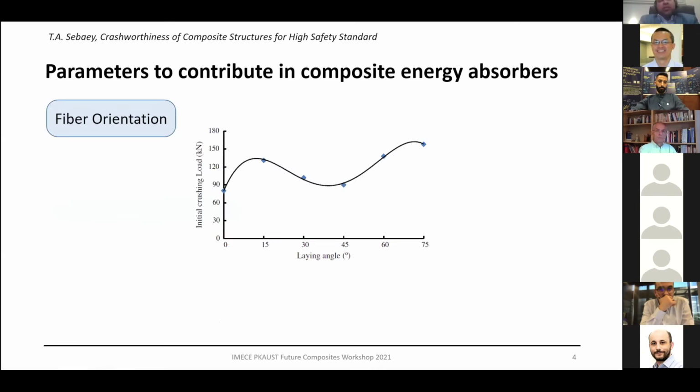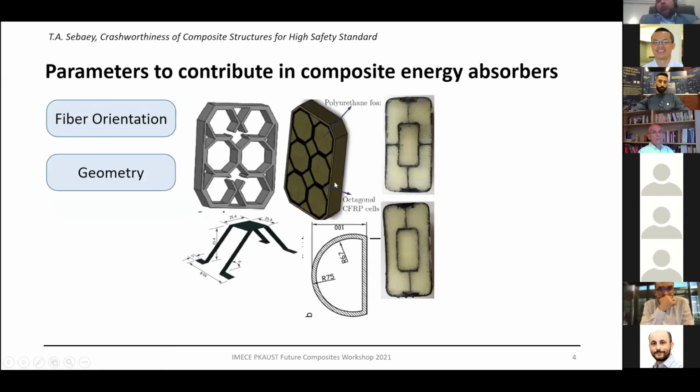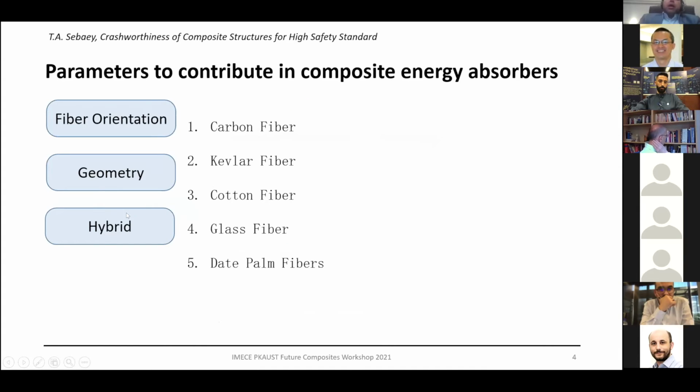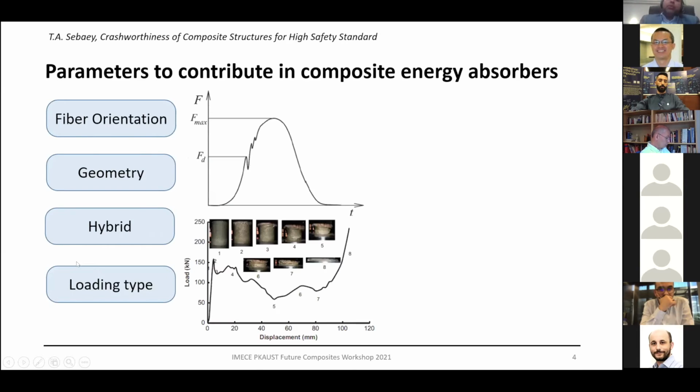For example, for the fiber, we found that for the same pipe, the fiber orientation makes a big difference in the initial crashing load. Also for the geometry, we have a lot of geometries running there, and this is just a sample. We did a lot on the geometries, as well as using hybrids with different fibers. We found that using Kevlar fiber with the carbon can absorb a lot of energy. We have the date palm fiber as well with the carbon.